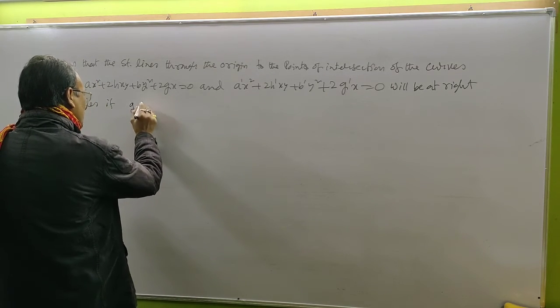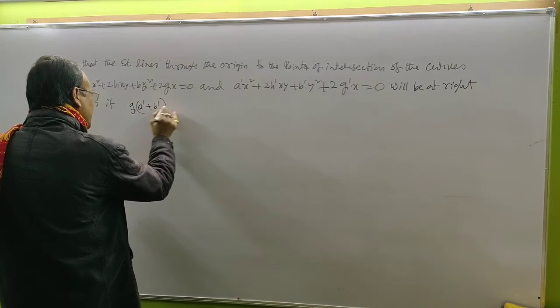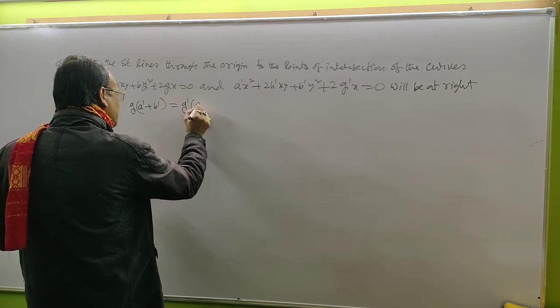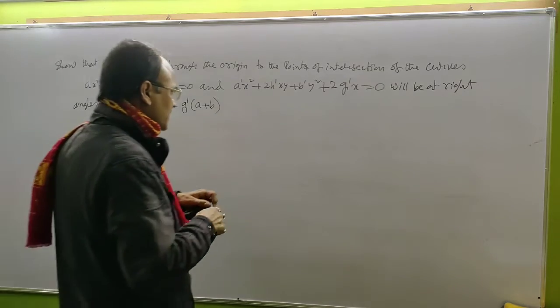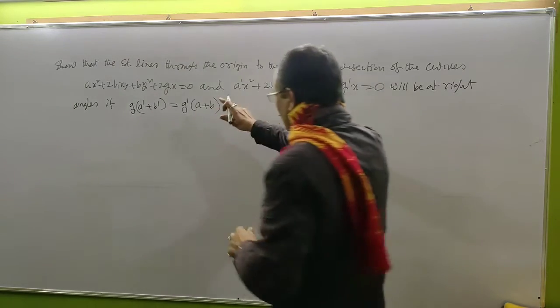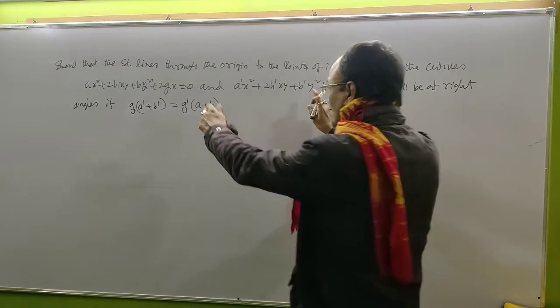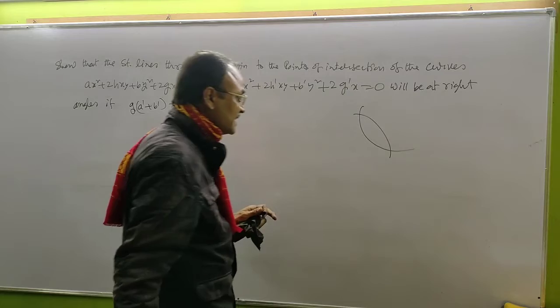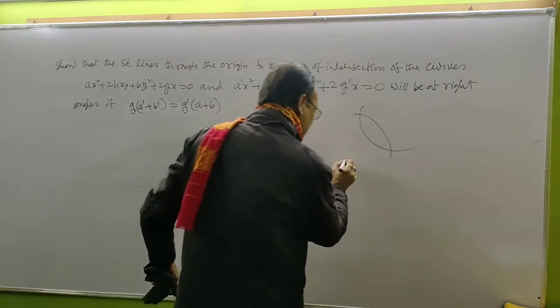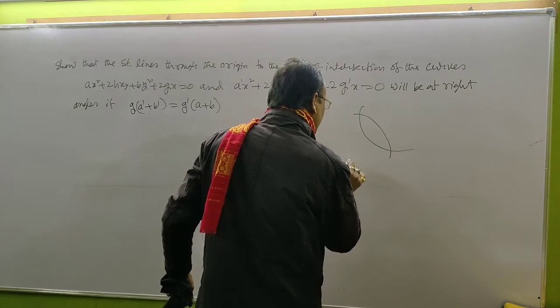Right angles if z into a dash plus b dash equal to z dash into a plus b. Now, these two are given curves. Suppose that these two curves are like this. This will be the point of intersection. Suppose this is the origin.